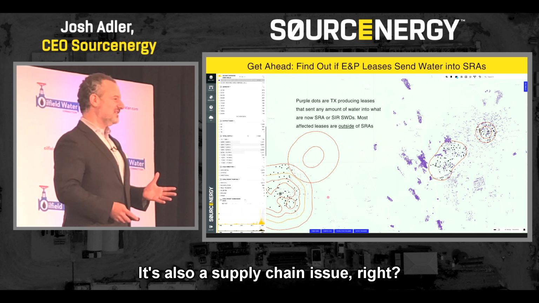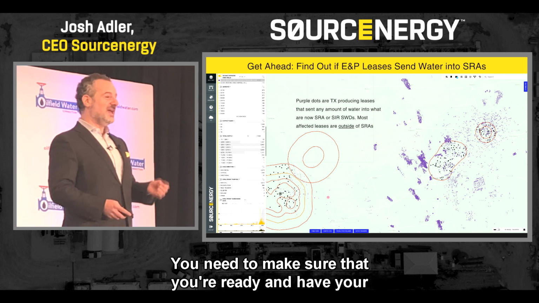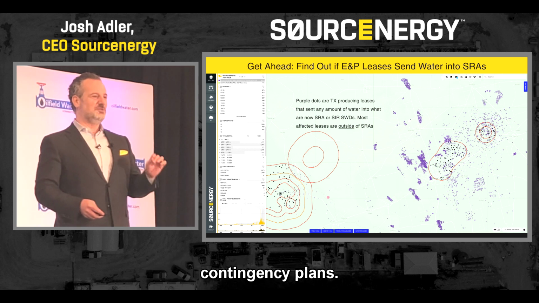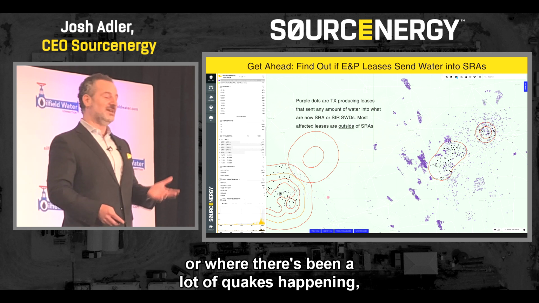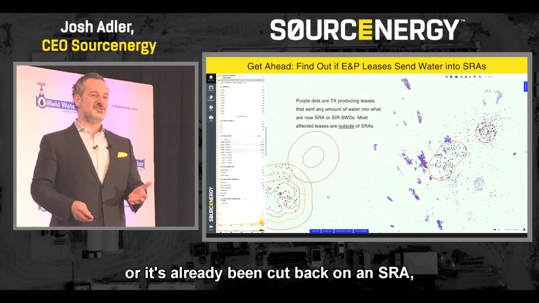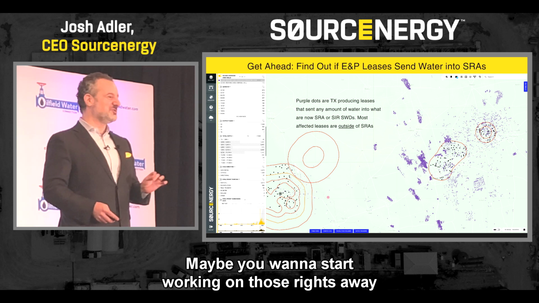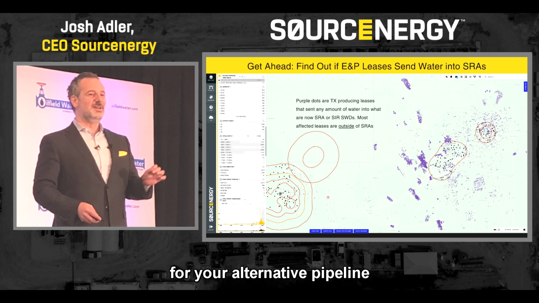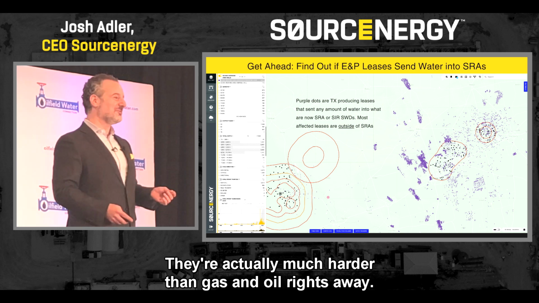It's also a supply chain issue, right? Which is, forget about the liability. You need to make sure that you're ready and have your contingency plans. If you're sending water to a disposal that's either sitting on a fault line or where there's been a lot of quakes happening or it's already been cut back on an SRA, you need to be ready for where you're going to send it next. Maybe you want to start working on those rights of way for your alternative pipeline, because water pipeline rights of way are really hard to get. They're actually much harder than gas and oil rights of way.